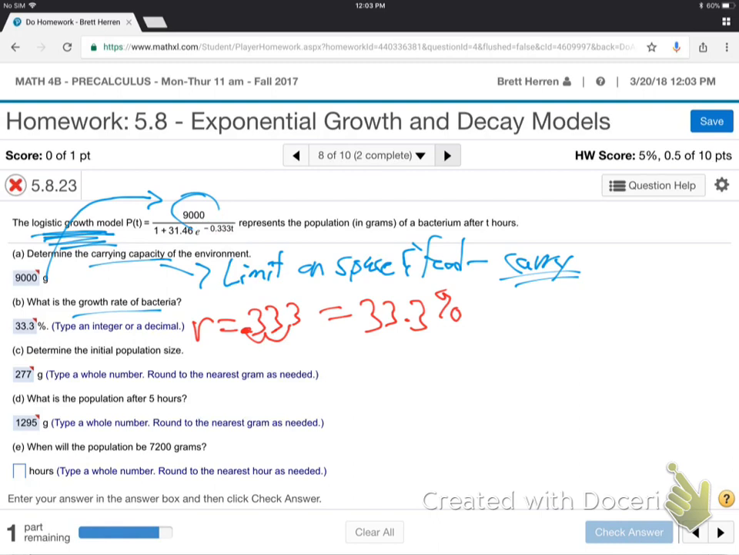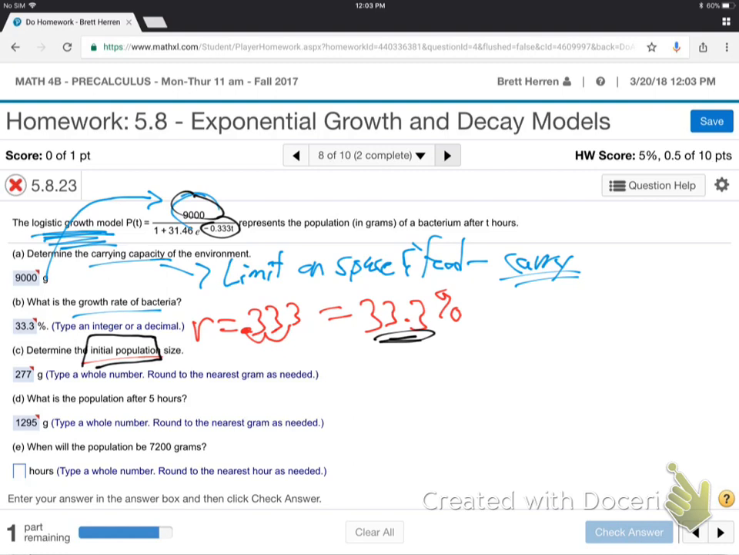Okay, let's keep going. Initial size of the population. So those two you just pick off. The top number is the carrying capacity. Whatever's next to t is the r, the growth rate, meaning 33.3%, it's changing by 1/3 of its population every whatever hour. So now, determine the initial population size. That's not as obvious as it is in the PERT formula. With the logistic growth model, it's a little harder to see the initial population.